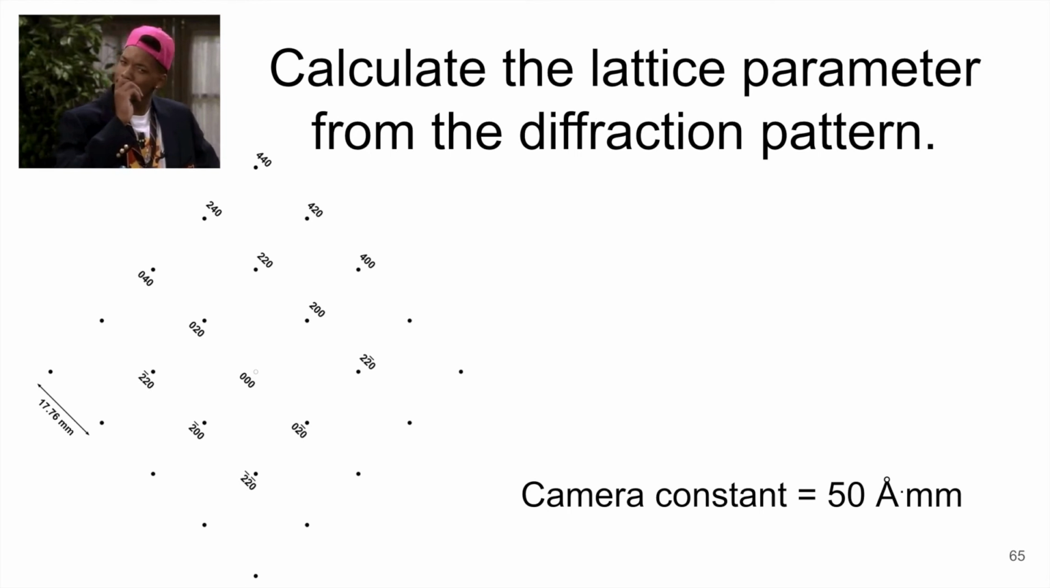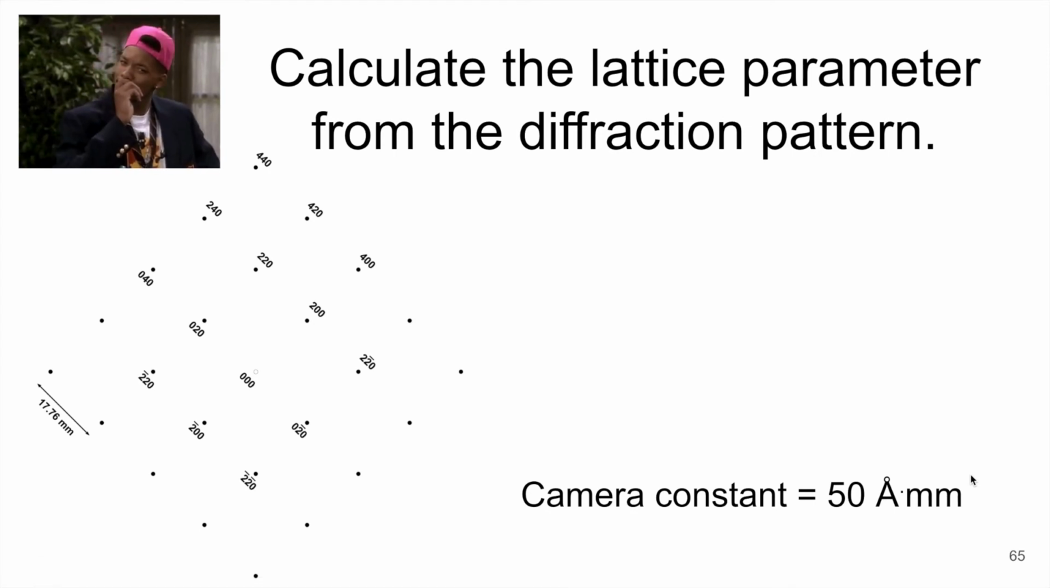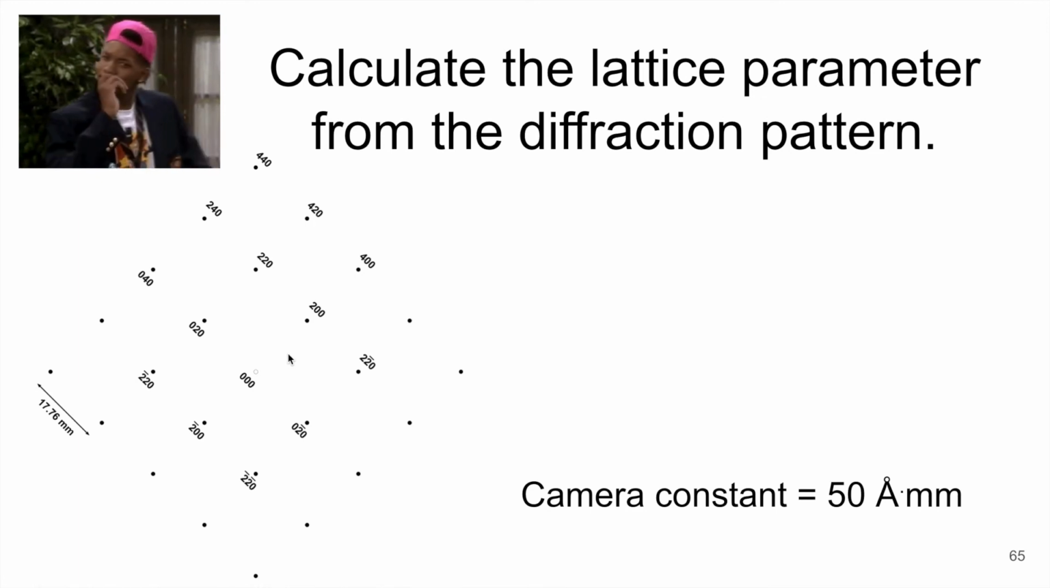We know the structure. We've got this pattern here. I'm going to give you the camera angle there. You've also got the scale bar there. And so now, using this information and the equations and the previous sections, see if you can calculate the lattice parameter from this pattern. Then pause the video, come back, and we'll compare what you've got to what I've got, and see if we get the same answer.